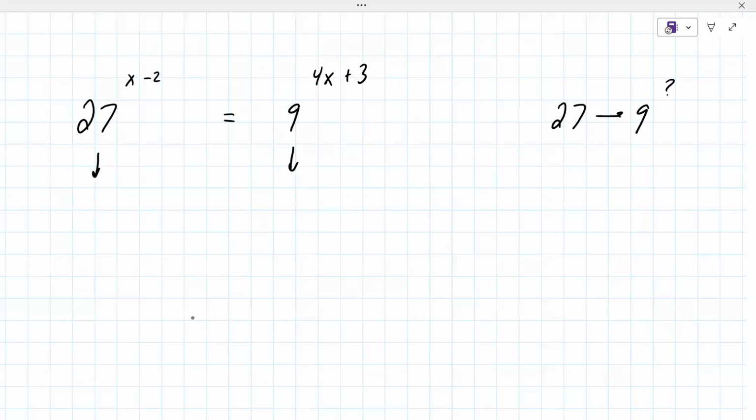27 to the x minus 2 power equals 9 to the 4x plus 3 power. So it's just like the previous problem. There's no way to go to 27, 9 to some power. So you have to change them both into a smaller base, which I'll just tell you is 3. Okay. So see if you can work that out from here, please.